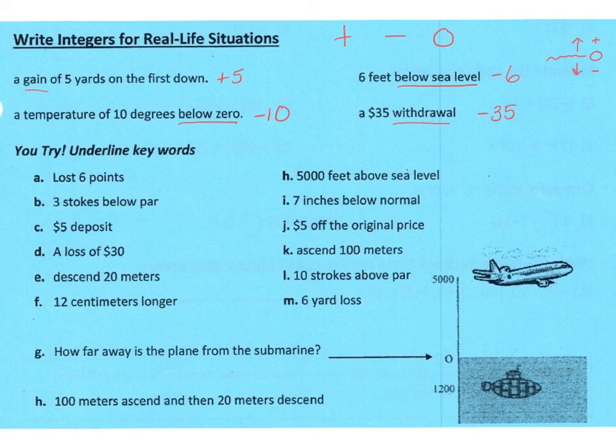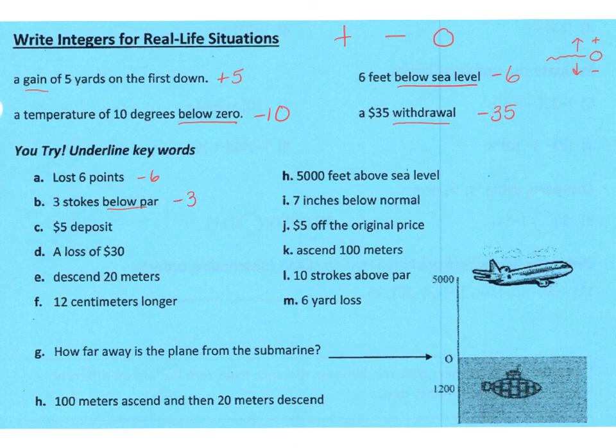So letter A, lost 6 points, would be -6. Letter B, 3 strokes below par. If you are not familiar, par is used in golf, and par is the number of strokes that you should take in order to get your golf ball into the hole. So if a particular hole is a par of 5, and we are below par, that's great because that means we got our ball in the hole in less than we were expected to. So below par, 3 strokes below, is -3, and that's actually a good thing.